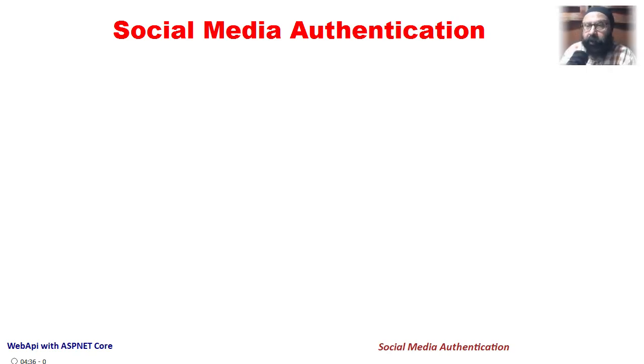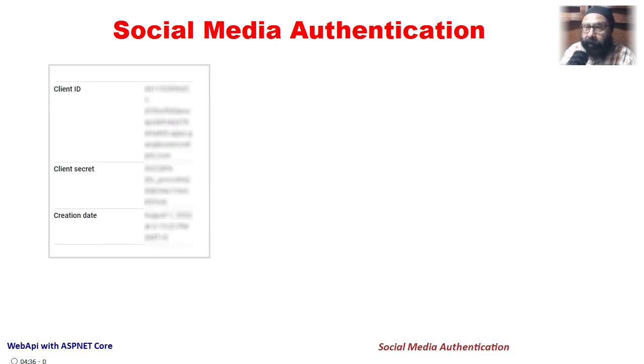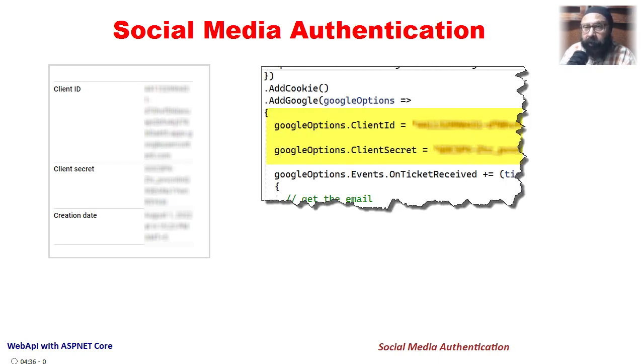Web API can be protected through social media authentication also. The first step is to obtain a client ID and a client secret by creating an app on a social media platform. Then these values are used to configure authentication services for that platform. In this tutorial, we present the sequence of steps required to gain authorization to a web API protected by Google Authentication.